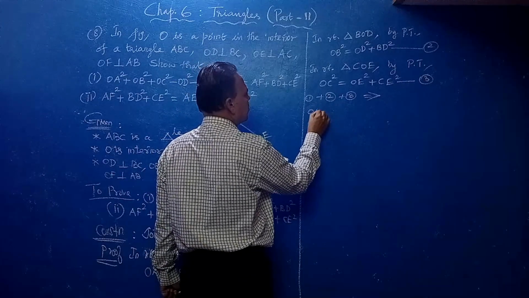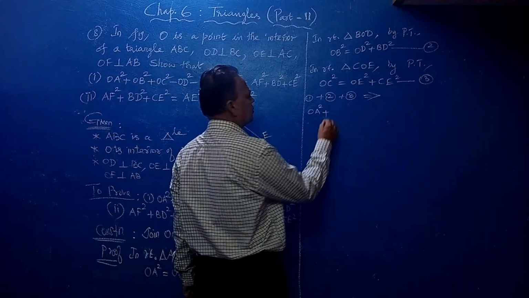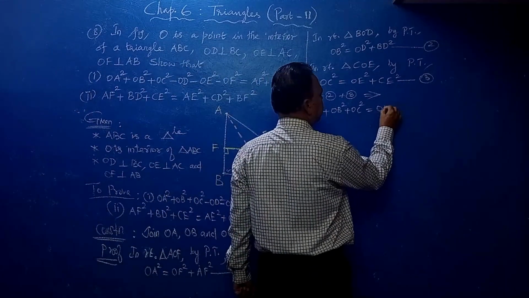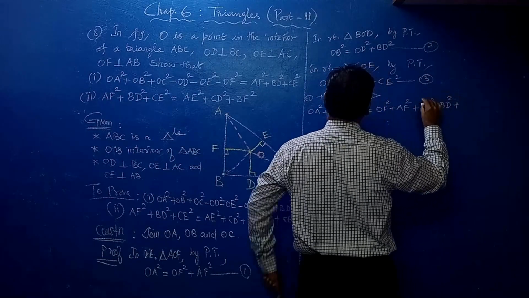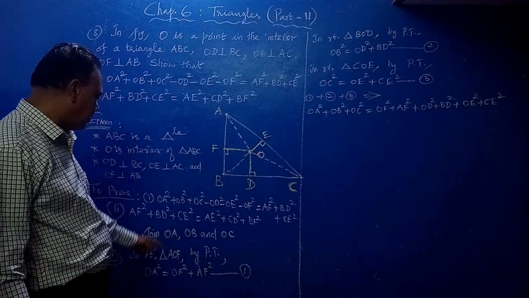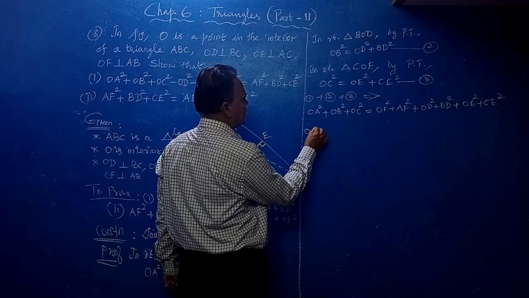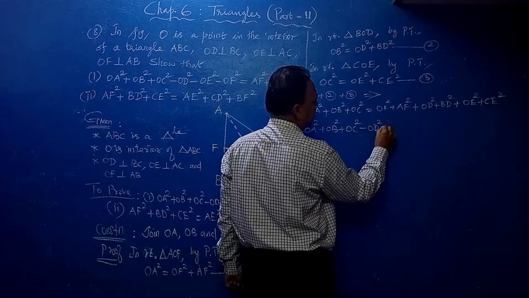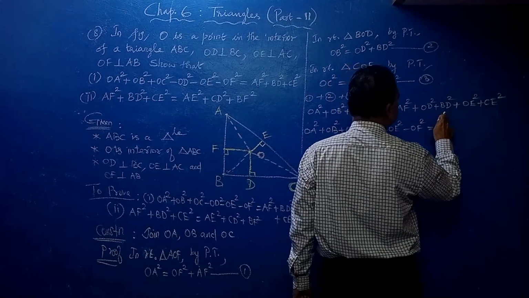Just add the left hand side: OA squared plus OB squared plus OC squared. That is equal to, now add all the right hand side: OF squared plus AF squared plus OD squared plus BD squared plus OE squared plus CE squared. Next, according to the proof, OD, OE, OF from the right hand side, bring to the left hand side and change the sign. First you write OA squared plus OB squared plus OC squared as it is. Now you bring minus OD squared minus OE squared minus OF squared, that is equal to AF squared plus BD squared plus CE squared.